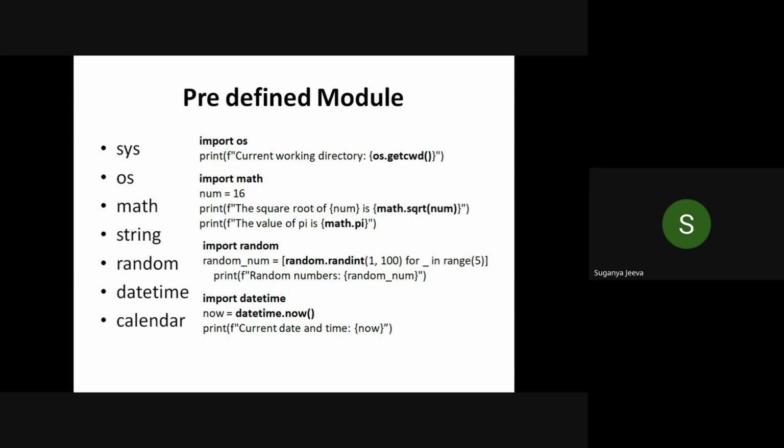We have some predefined modules. There are many predefined modules available, and here I have listed only a few. The first is sys, the second is os, the third is math, and then string, random, datetime, and calendar. The sys module is nothing but system related: all system related functions and variables are written in the sys module. The os module we already saw in the morning. It is the operating system related module, and it has file related functions.